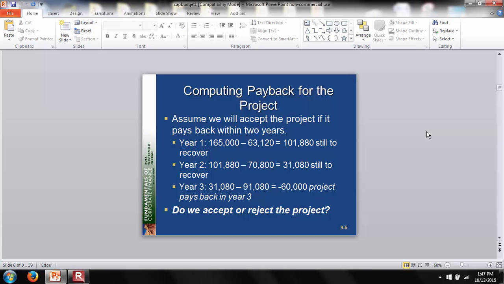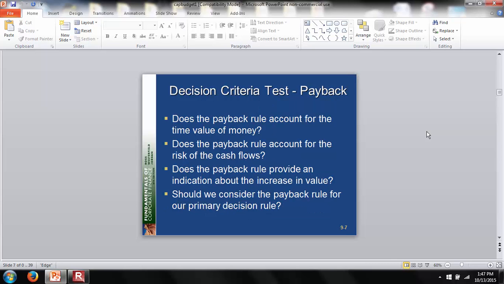And in year 3, what you're actually getting is $91,080. So if you want to see how many years the investment takes to pay back, in this case it takes 2 years and a little more time. The time it takes is the $31,080 divided by the $91,080. That gives you the payback period of the investment.